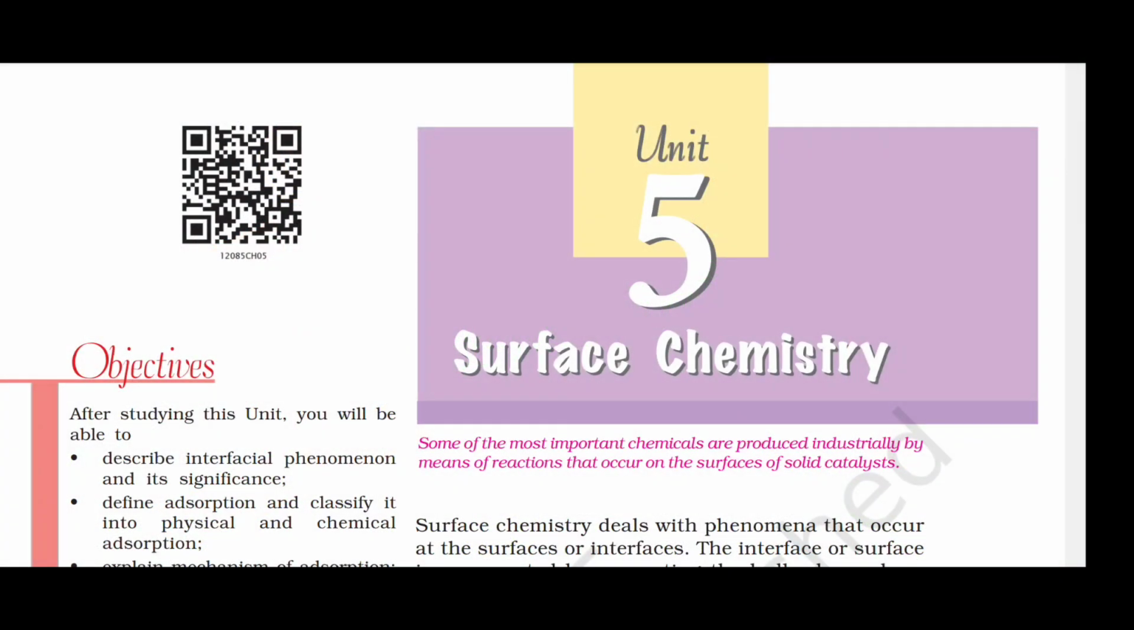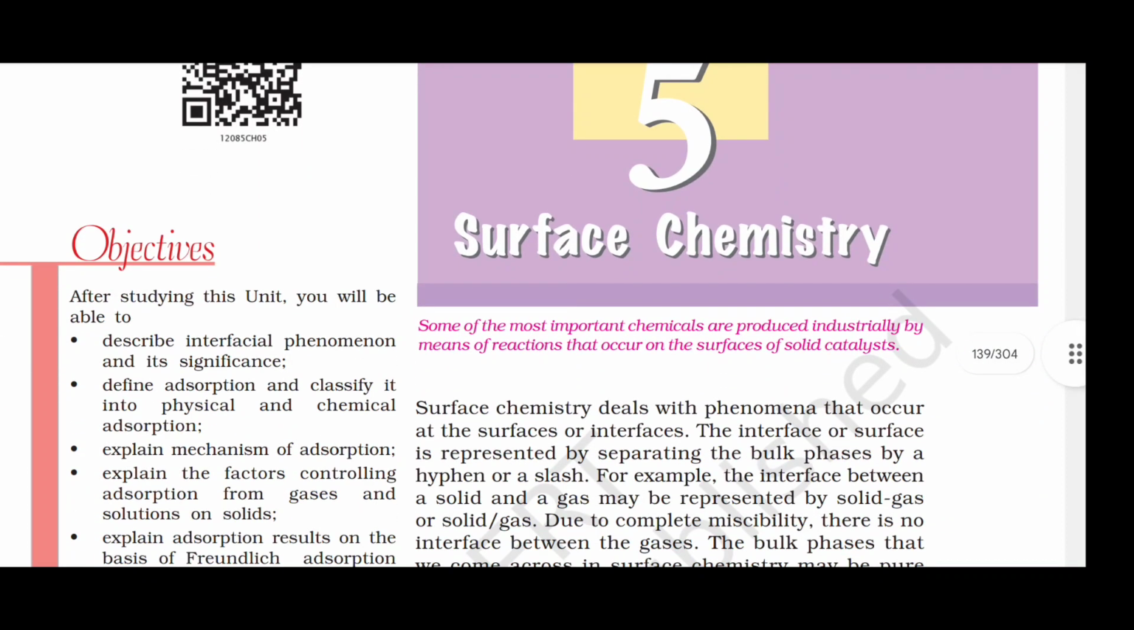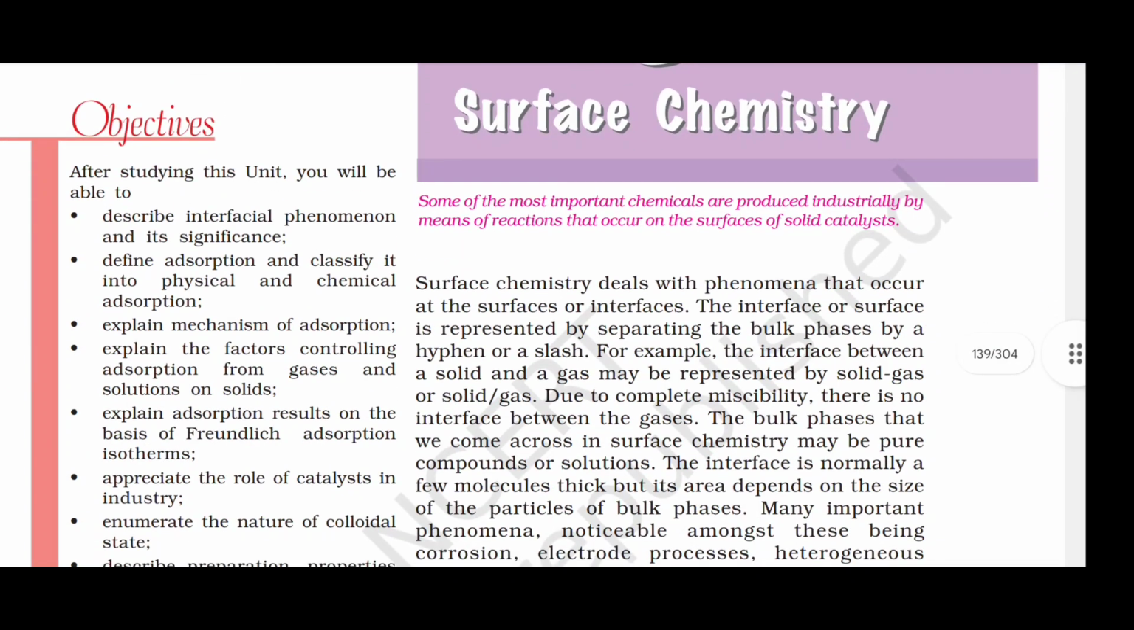Chapter 5: Surface Chemistry. Surface chemistry deals with phenomena that occur at surfaces or interfaces. The interface or surface is represented by separating the bulk phases by a hyphen or a slash. For example, the interface between a solid and a gas may be represented by solid hyphen gas or solid slash gas. Due to complete miscibility, there is no interface between the gases.